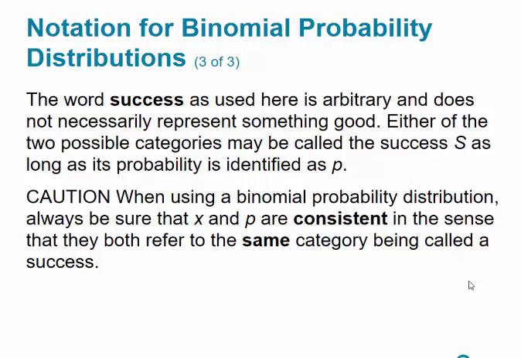Again, like I said before, the word success is arbitrary, does not represent something good or bad. In the textbook, they tell you to use caution when you use binomial distribution: always be sure that X and P are consistent. In other words, that the number of successful outcomes, if you will, and P are measuring the same thing. But honestly, at this level, they will be the same thing. Maybe in some other situation it wouldn't be, but in this case, they are. They're the same category always.